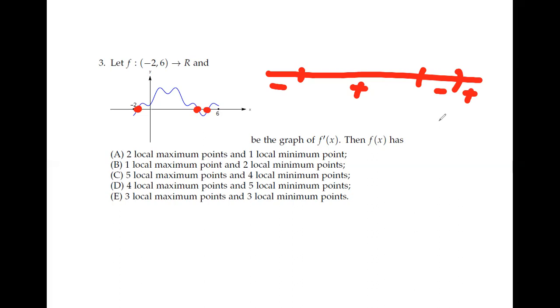Two local maximum points. Increasing, decreasing, increasing. So we have minimum, maximum, minimum. Two local maximum points and one local minimum. No, vice versa. One maximum and two local minimum points. Yes. 5 local, oh, come on. 4 local maximum. No, no, no, no. 3 local maximum. No. B is the only correct answer here. Okay?